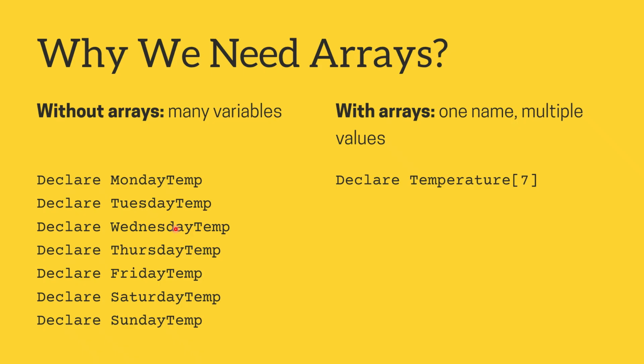Now imagine if you had to do this for an entire month. That's 30 days. Would you really want to create 30 variables? Of course not. Okay, that's where arrays come in. Arrays let you store a group of related data items, like all of your temperatures, under one variable name, using an index to tell them apart.